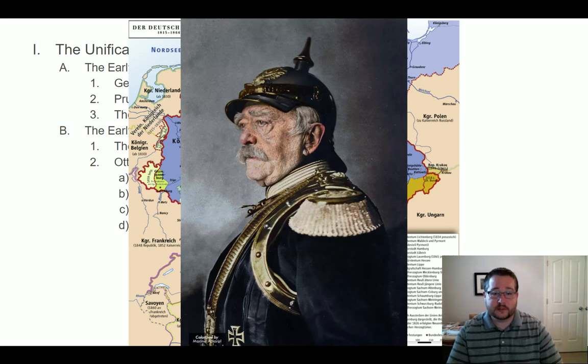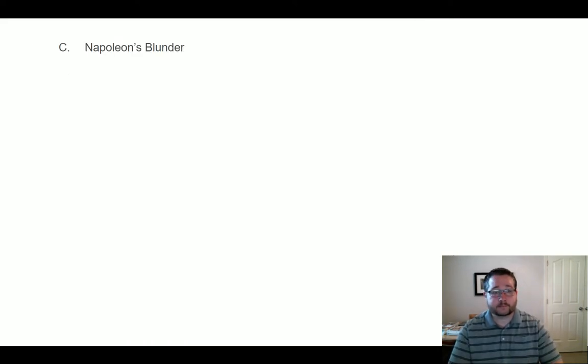This is Otto von Bismarck. This is a colorized version of him. All these photos were taken in black and white, but throughout this presentation you'll see a few colorized photos where an artist has gone back in after the fact and added color in.